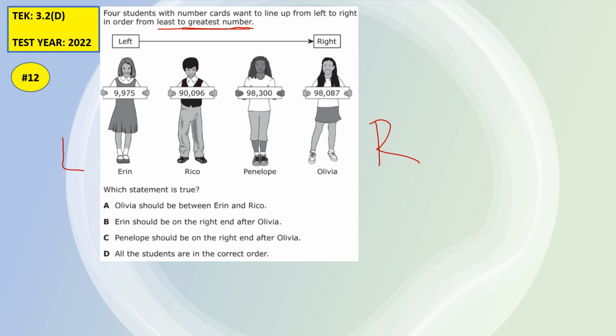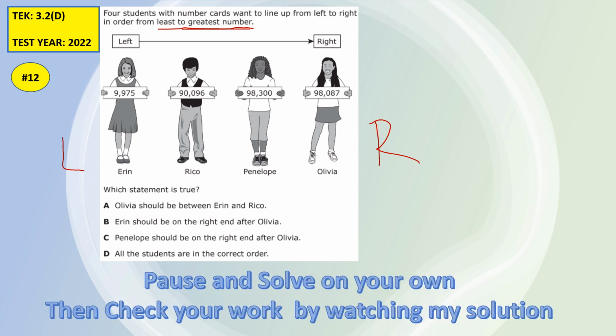A says Olivia should be between Aaron and Rico. B says Aaron should be on the right end after Olivia. C says Penelope should be on the right end after Olivia. D says all of the students are in the correct order. Now, go ahead and try to order the students from least to greatest, smallest to largest on your own. Pause the video and solve on your own. Then check your work by watching my solution.